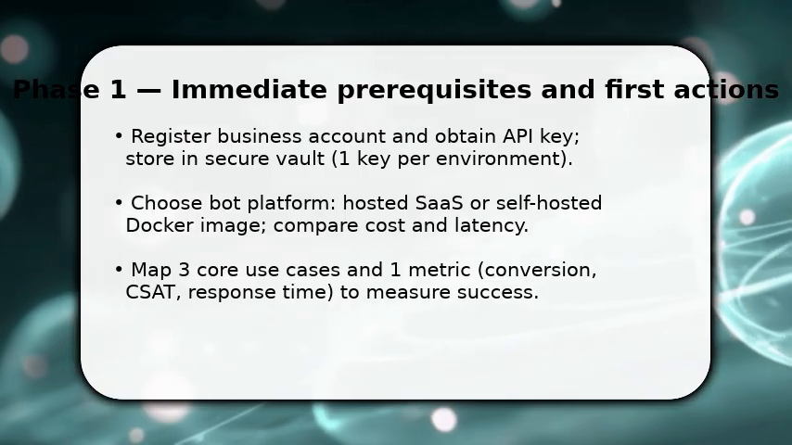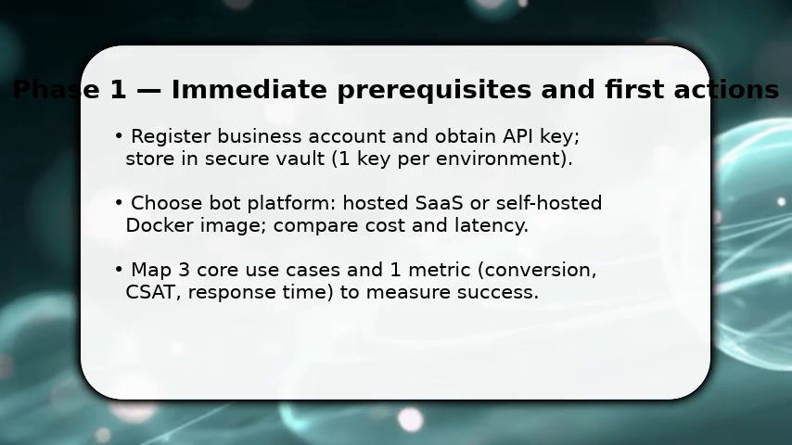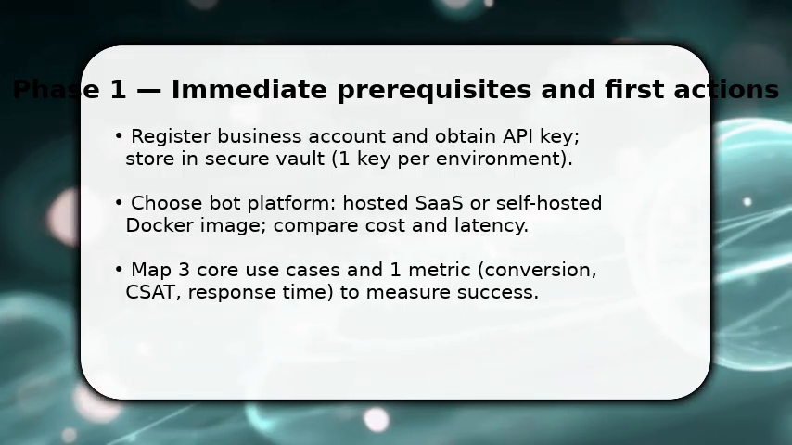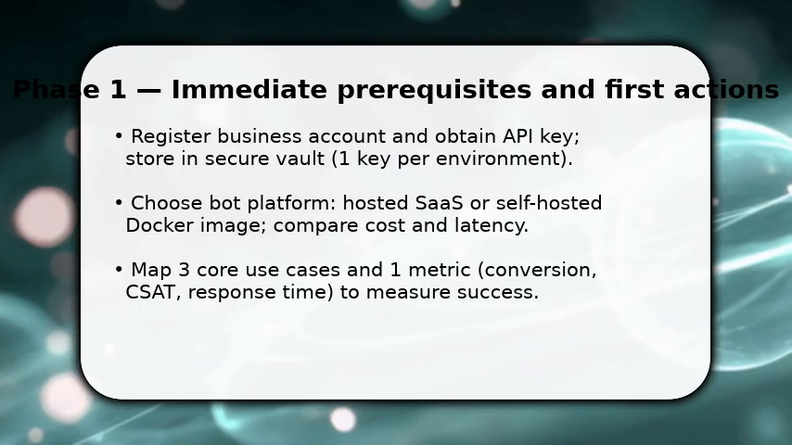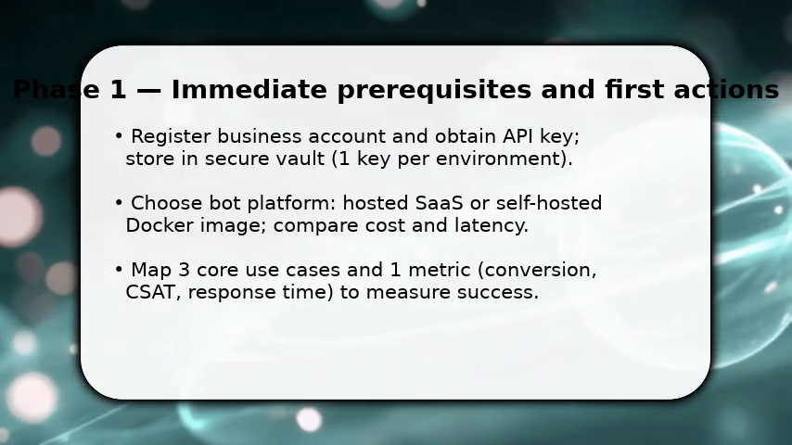Next, deploy a minimal bot flow that handles your primary use case. Test it with 5 sample users and record response time. This quick loop gets you a working baseline to iterate fast.